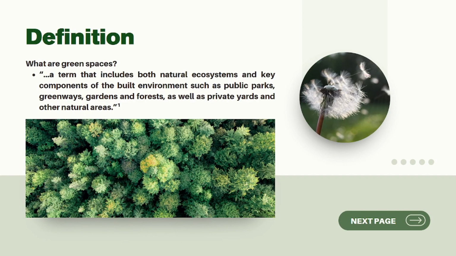So I want to define what a green space is to start. The definition of a green space is a term that includes both natural ecosystems and key components of the built environment, such as public parks, greenways, gardens, and forests, as well as private yards and other natural areas.